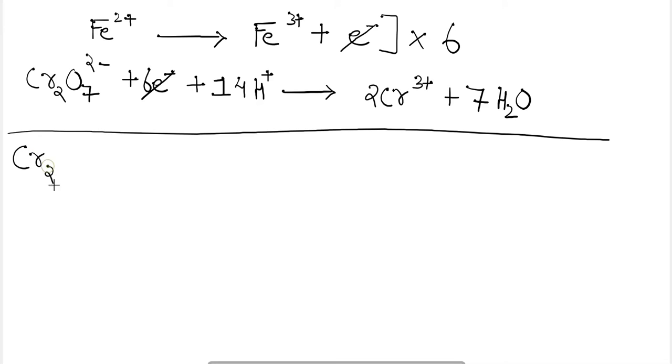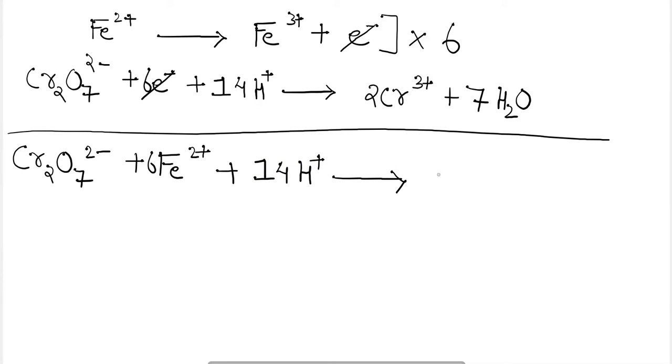So here it will be Cr2O7 2- plus 6Fe2+ plus 14H+ gives 2Cr3+ plus 6Fe3+ plus 7H2O. So this will be the balanced chemical equation here. Now this is the balanced chemical equation.